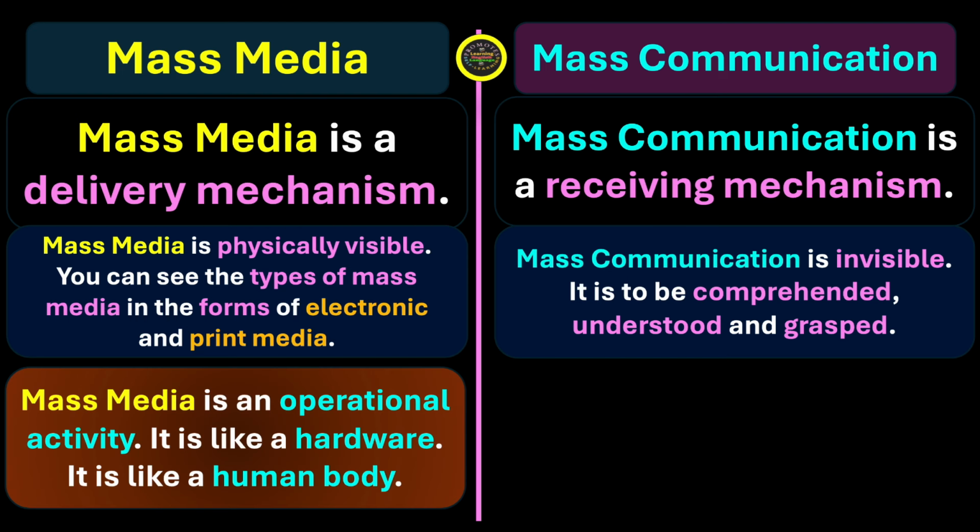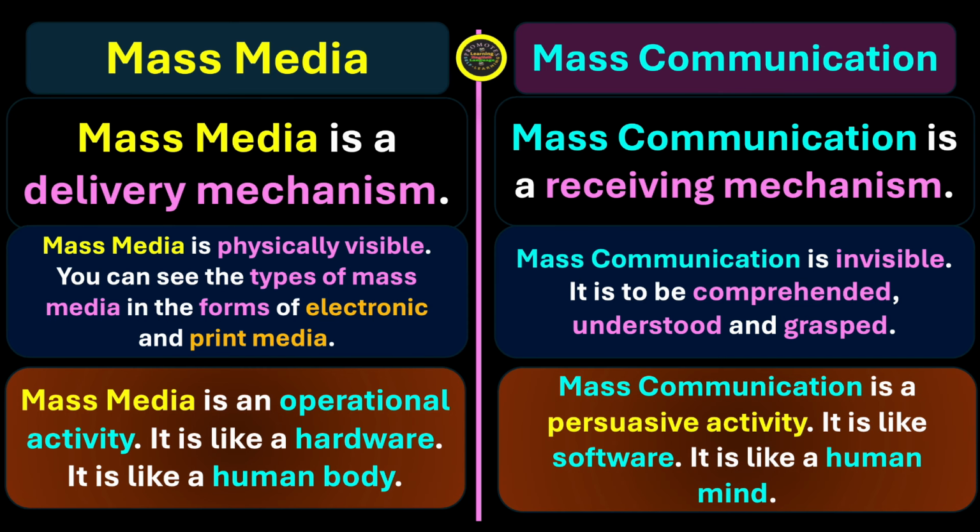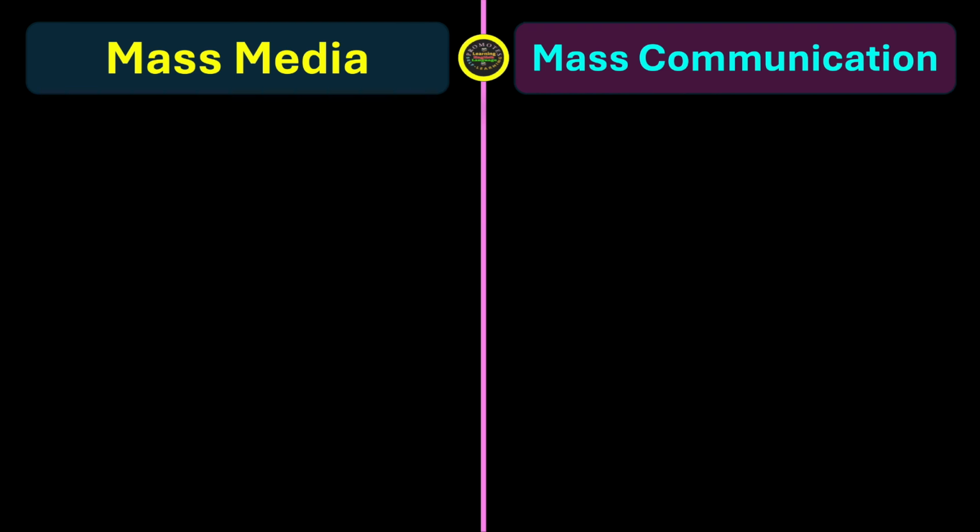We have the last point in this direction. Mass media is an operational activity. It is like hardware. It is like a human body, whereas mass communication is a persuasive activity. Its message persuades you, convinces you, influences you. It has a lasting impact upon the way you think and behave. In other words, it is like software. It is like a human mind.